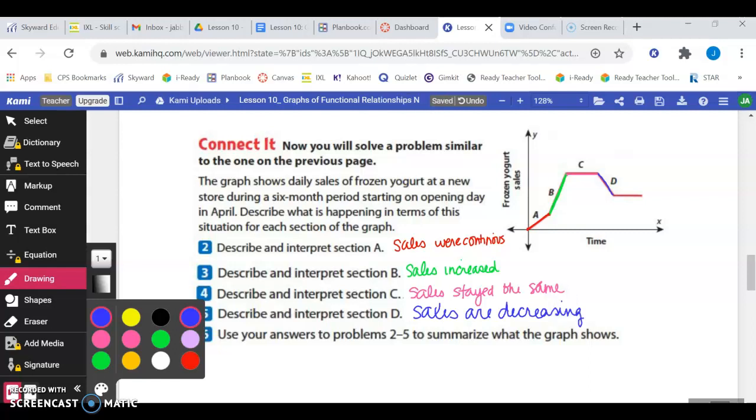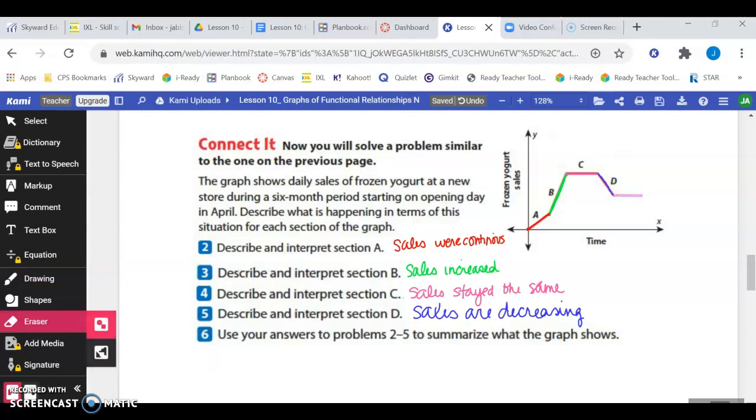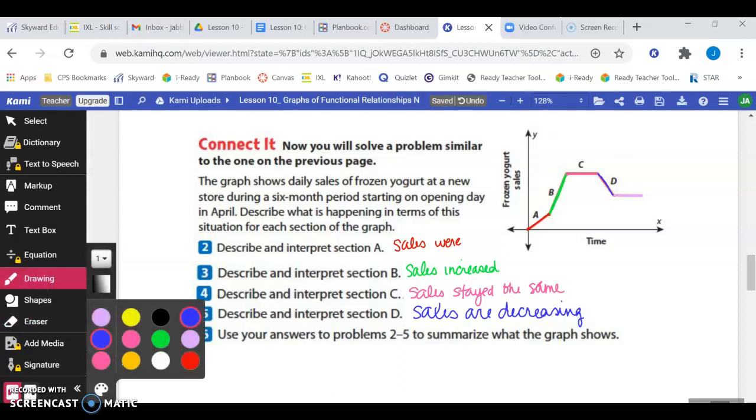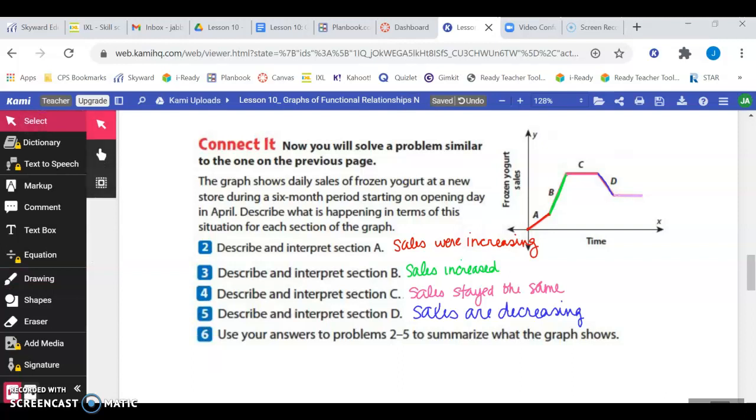And then for our last piece, our sales stay the same after part D, but it doesn't ask us to describe that. So I use the word continuous up here for number 2. I want to change that. I want to say they increased. They were increasing as time passed because that line is going up. So your sales are increasing there.